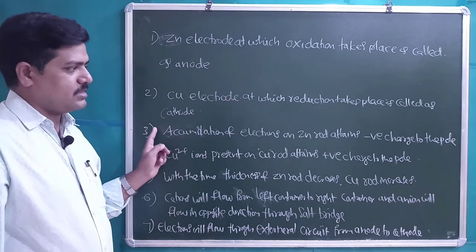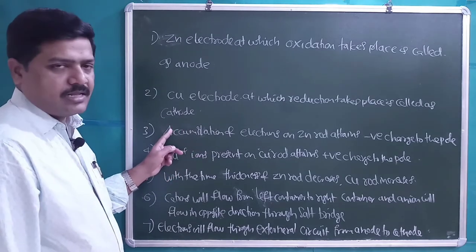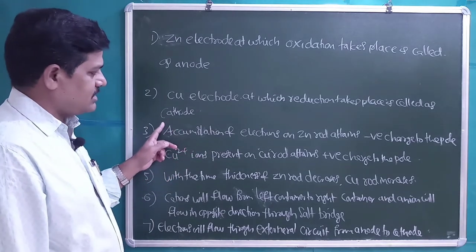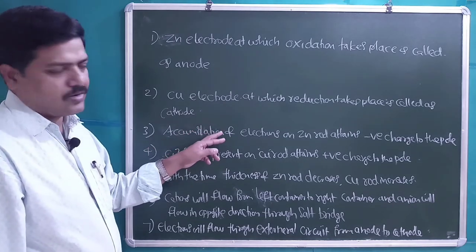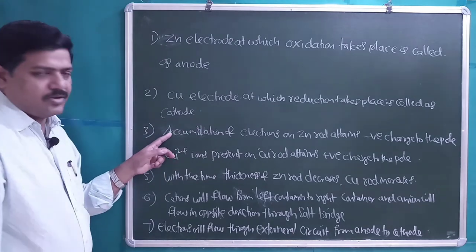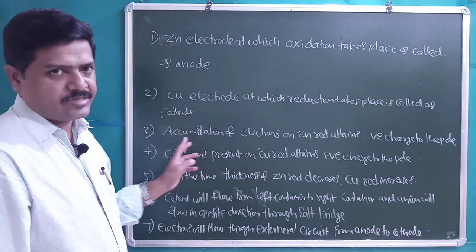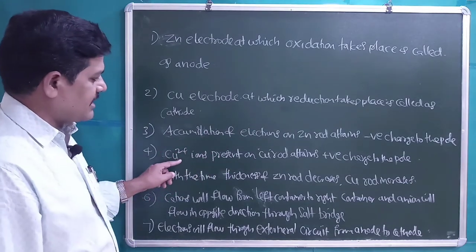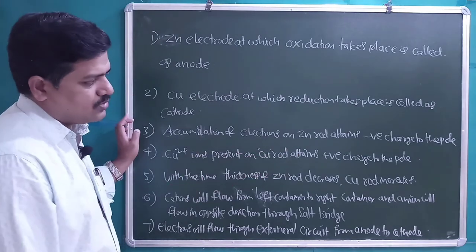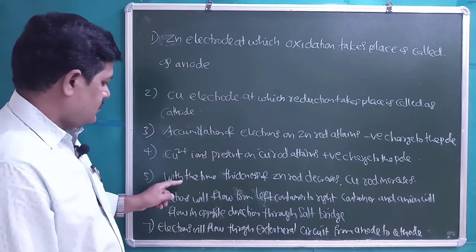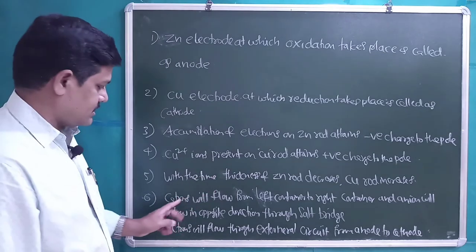Accumulation of electrons on the zinc rod gives a negative charge to the pole. On the left side container, neutral zinc atoms lose electrons, but the electrons accumulate on the surface of the zinc rod only, because the electrolytic solution offers some resistance. Electrons cannot enter the electrolytic solution. Cu2+ ions on the Cu rod give a positive charge to the pole. With the time, the thickness of the zinc rod decreases, and the copper rod increases.